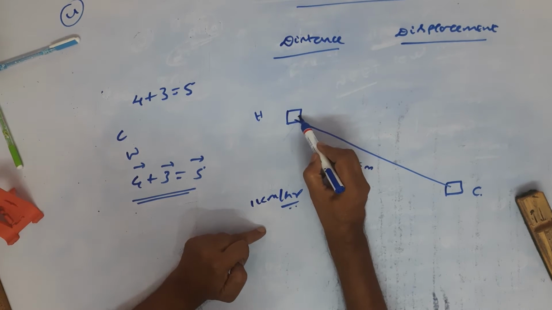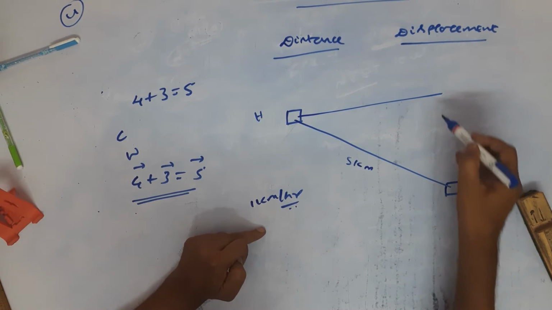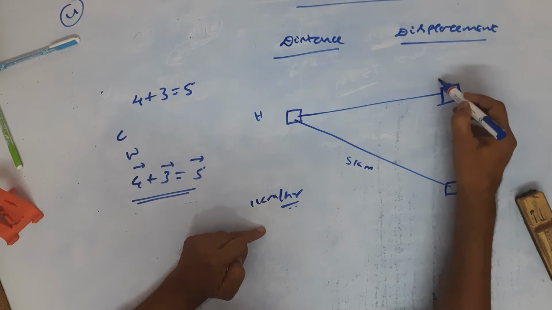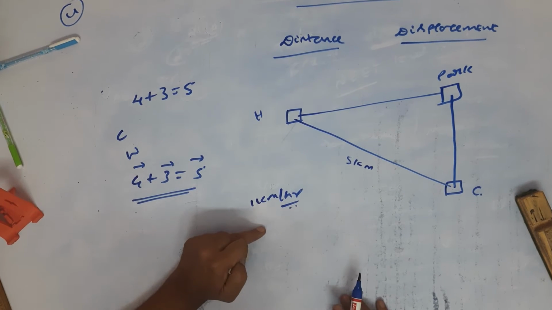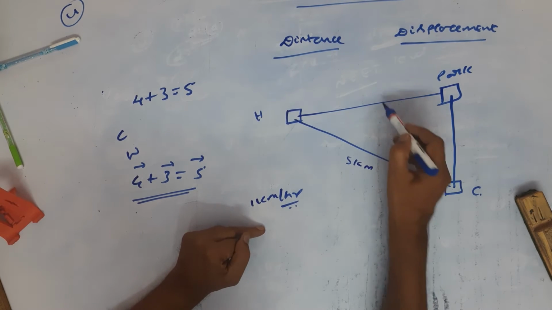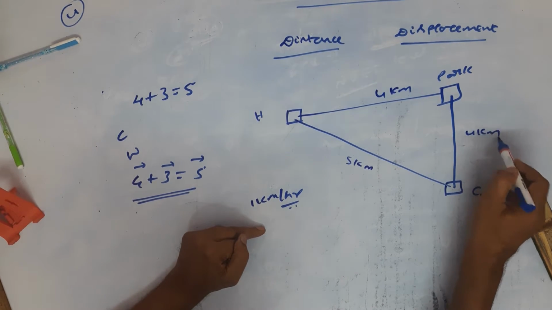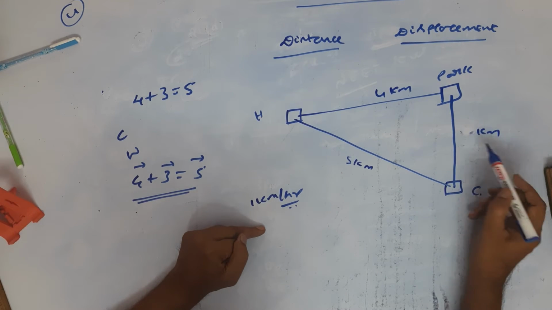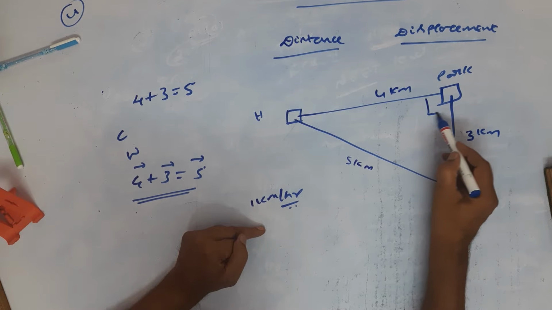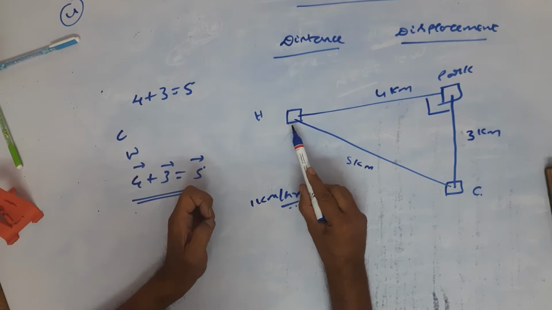Look here. Now, instead of going directly to the college, you will go to a park, then you will go to the college. Let the distance from here to here be 4 kilometers, and the distance from here to here be 3 kilometers. Now your friend tells you about the Pythagoras theorem. This is a right angle triangle. Then you go to the college.